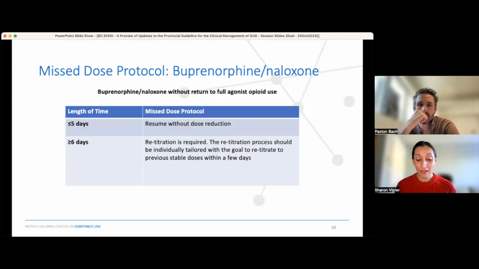Alrighty. If there has been no resumption of full agonist opioid use, and it's less than or equal to 5 days, just continue the medication at the previous dose. If it is 6 days or more, consider retitration, and it should suit the patient that you're seeing. Whether it's micro-induction or a traditional induction, how quickly that moves along should be based on what your patient needs and what your patient can accomplish.